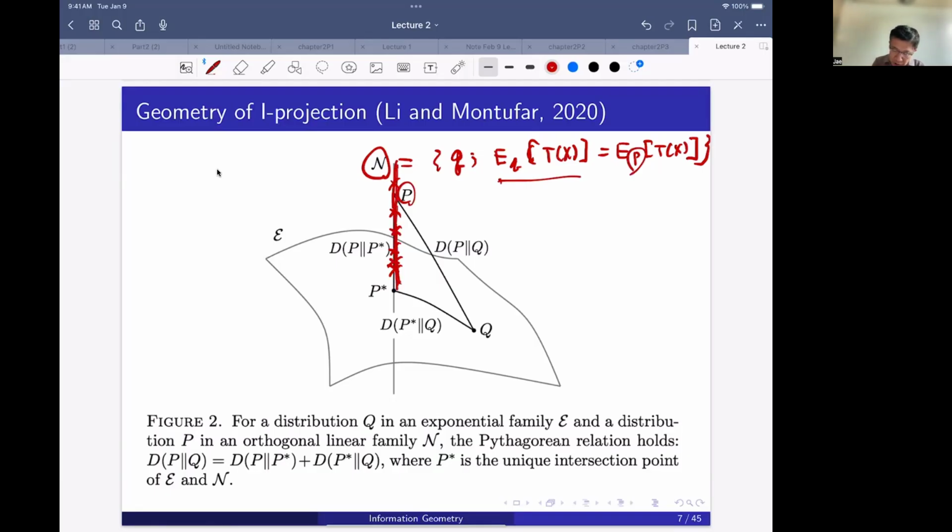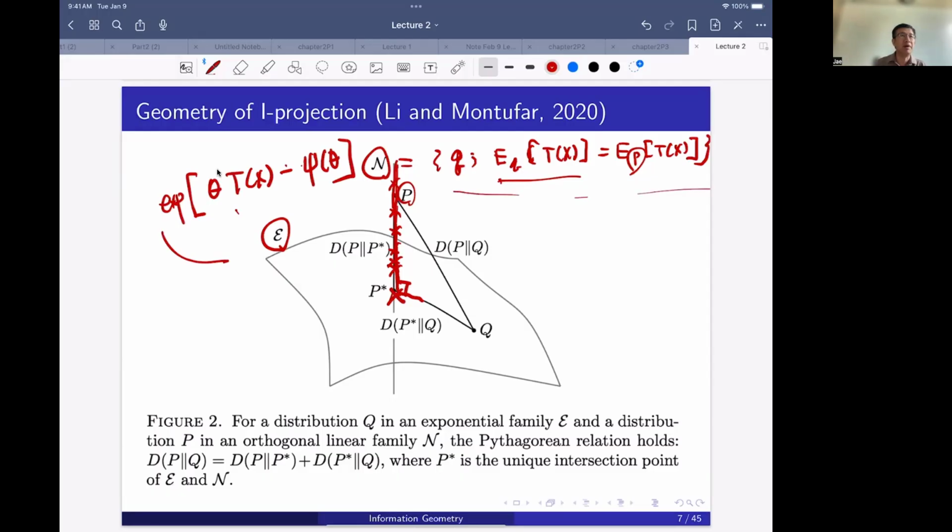What is orthogonal to this one is an exponential family. So this E is an exponential family, basically an exponential family of T(x), right? And so this P star turns out to be the intersection of these two spaces. It should be in the exponential family and satisfy this M geodesic.